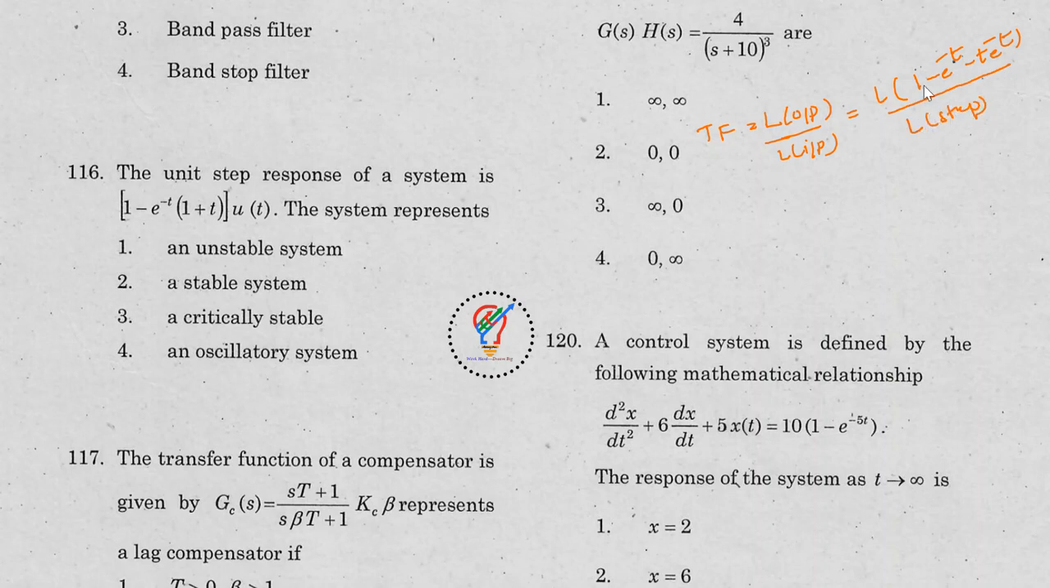Okay, so doing the Laplace transformation here, what you will get is 1 minus 1 by s plus 1 minus 1 by (s plus 1) square, divided by 1 by s. Now once we simplify this, we will get s power 4 plus 2s cube, okay, minus s, divided by, let me correct here, s plus 1 whole cube here.